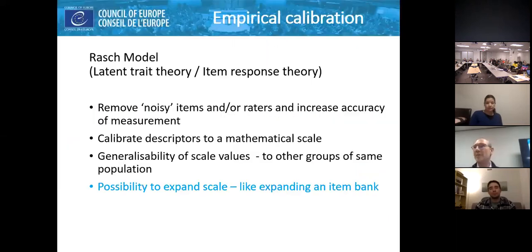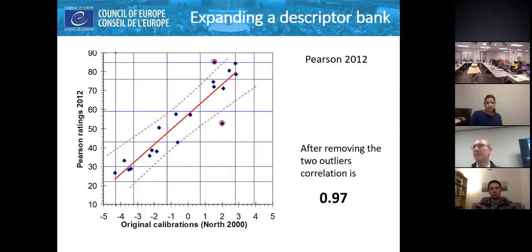And you can also expand the scale by using some of the old items as what you call anchor items, and have a load of new items, and then you can put the things together. And there's a technique to discover which of the things you use as anchor items don't work, and then you get rid of them. And for some strange reason, there's always one or two that don't work.